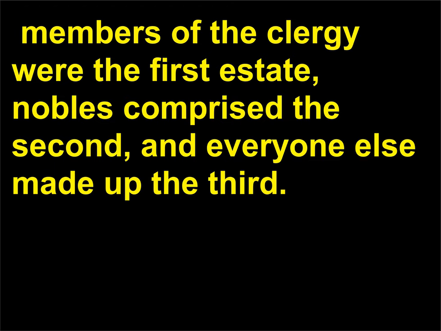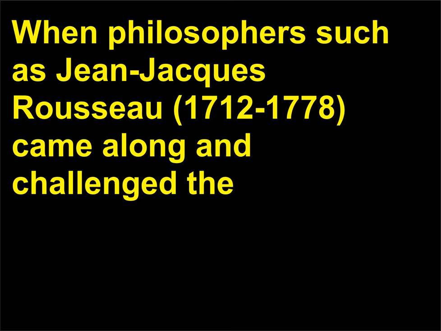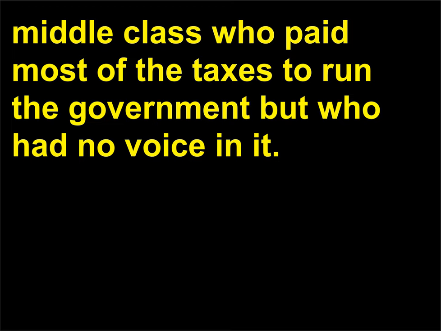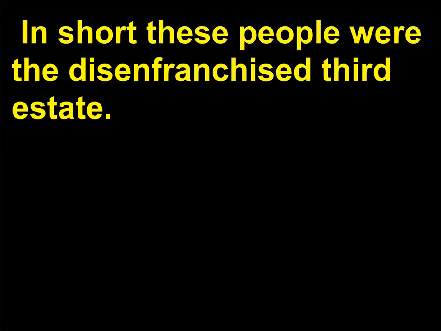When philosophers such as Jean-Jacques Rousseau, 1712-1778, came along and challenged the king's supreme authority by promoting the idea that the right to rule came not from God but from the people, it fueled the discontent felt by the long-suffering peasants and the prosperous middle class who paid most of the taxes to run the government but who had no voice in it. In short, these people were the disenfranchised Third Estate.